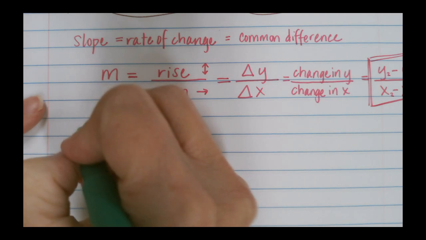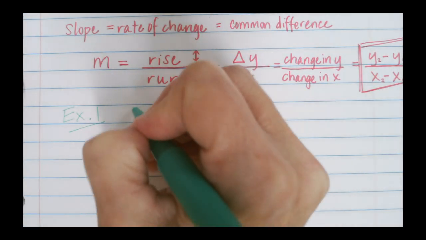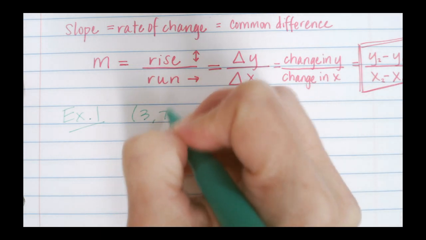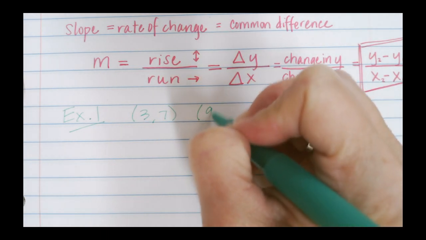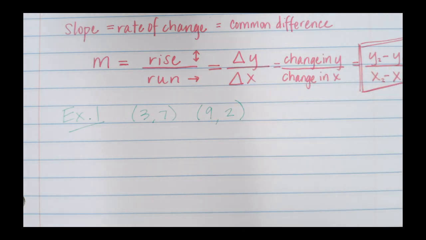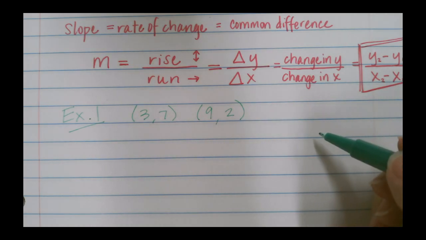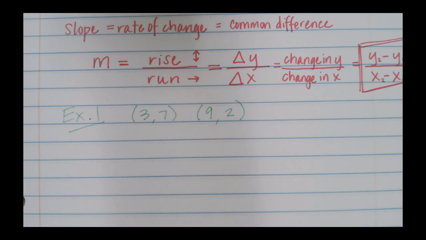All right, so let's say for example 1, you're given the point (3, 7) and the point (9, 2). What we want to do is figure out what is the slope, or what is the rate of change, between those 2 points. If we were on a graph, we would just count rise over run. But since we're not on a graph, all we have to do is subtract.